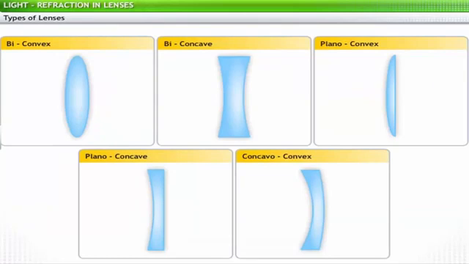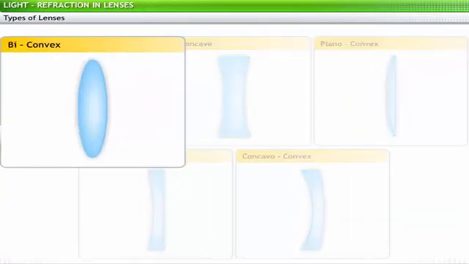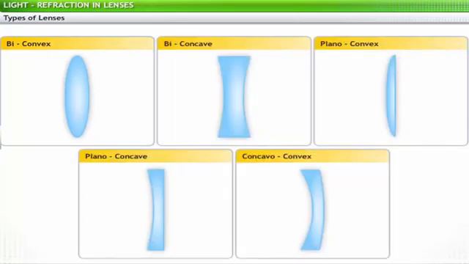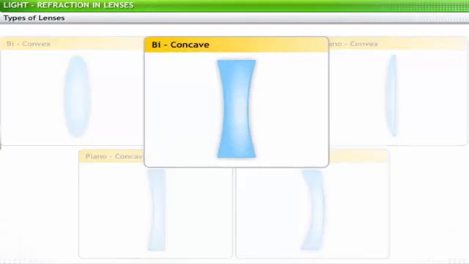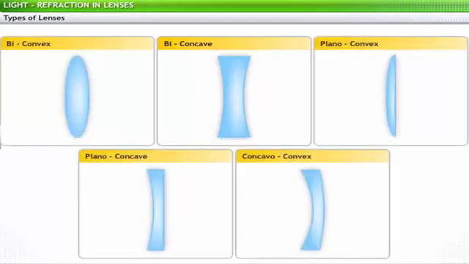Based on their shapes, lenses can be of 5 types. A biconvex lens is one with a surface that is bulged outwards on both the sides. It is generally referred to as a convex lens. Another type of a lens is a biconcave lens that has 2 inward bent surfaces. It is generally referred to as a concave lens.